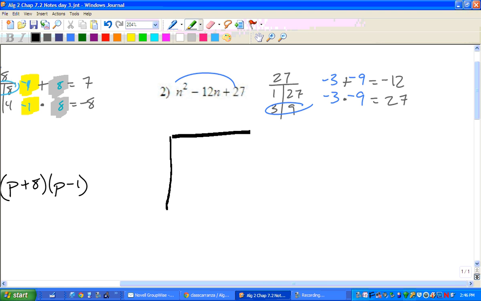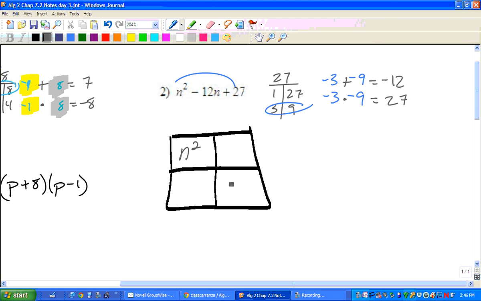Okay, from there you make the box. The n squared and the 27 all go there. And then negative 3n and negative 9n. And remember, that order doesn't matter. This middle part is just like splitting the middle term. Okay, because if you combine those, you get negative 12.